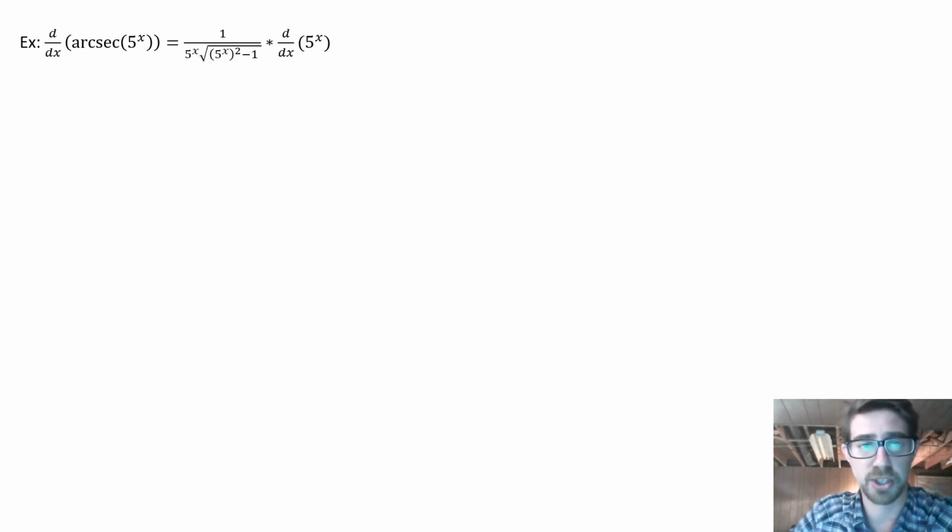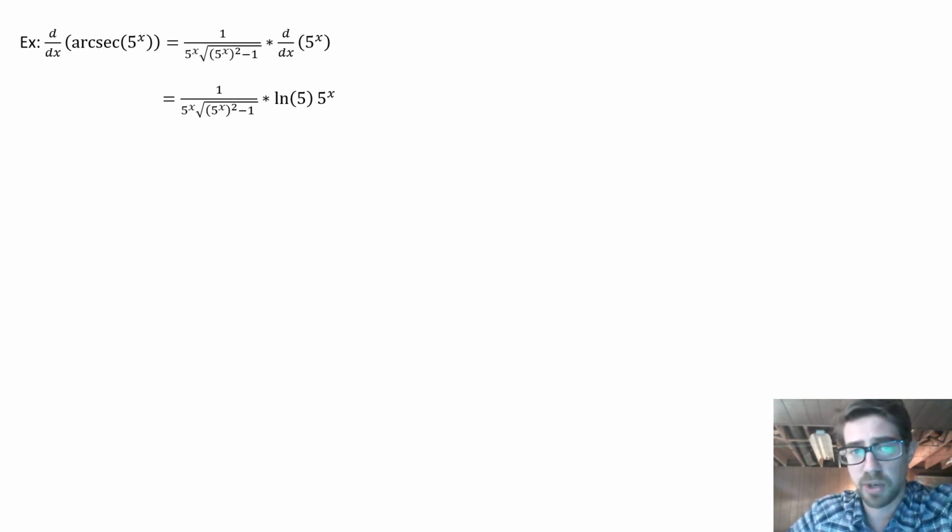Right? That's what that looks like, right? So you just take the derivative for arc secant, replace all those x's with whatever the original function is, and then move in 1 with the chain rule. And then the derivative of that exponential is just the natural log of the base times the function itself. So that'd be a fine answer. Yeah, right. It's weird looking, it's nasty looking, but it wasn't hard.